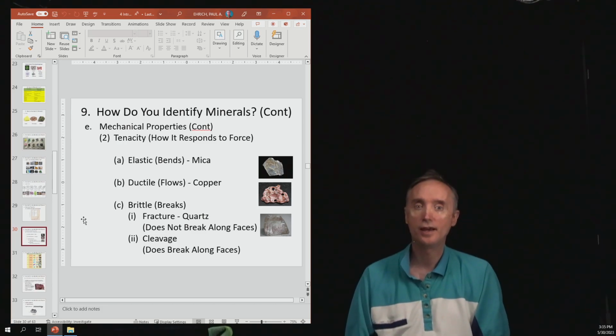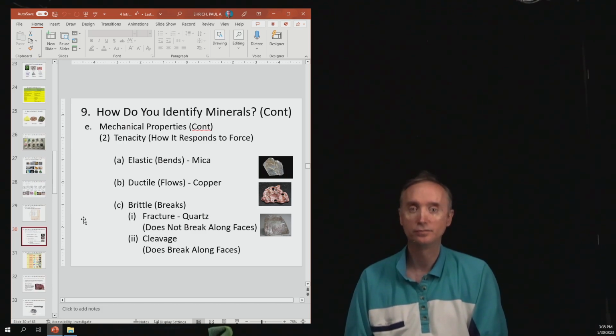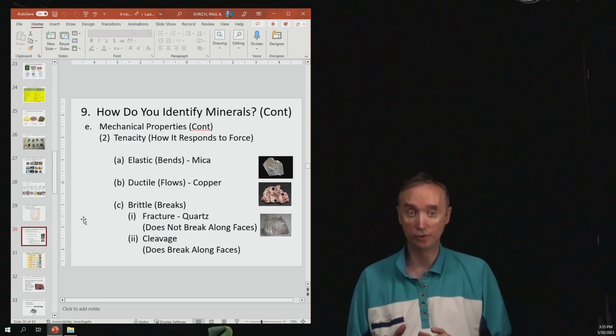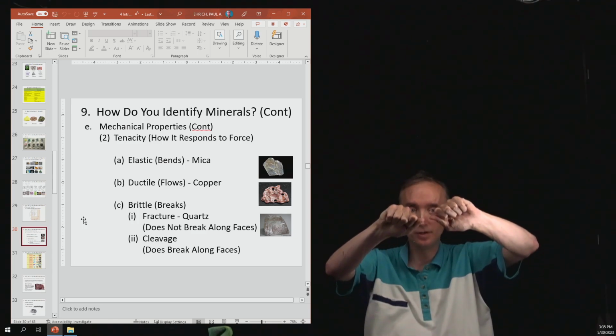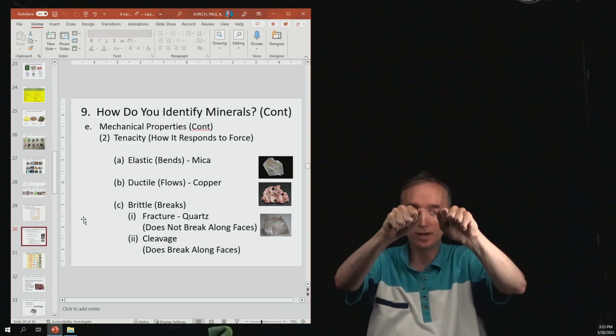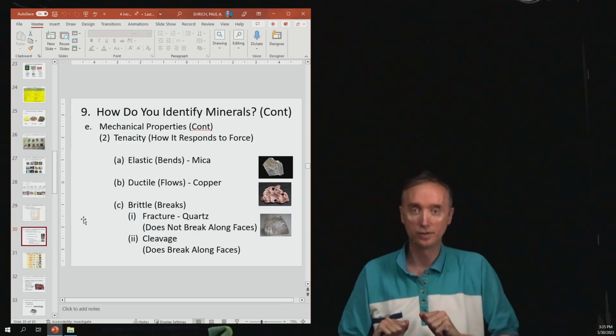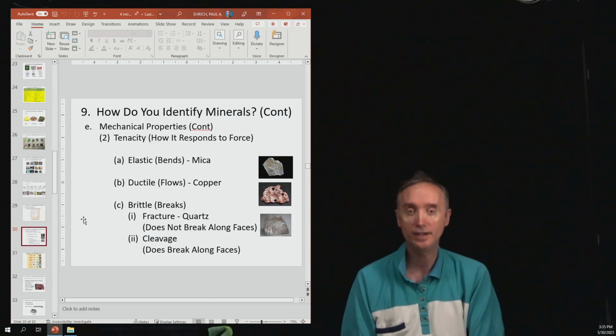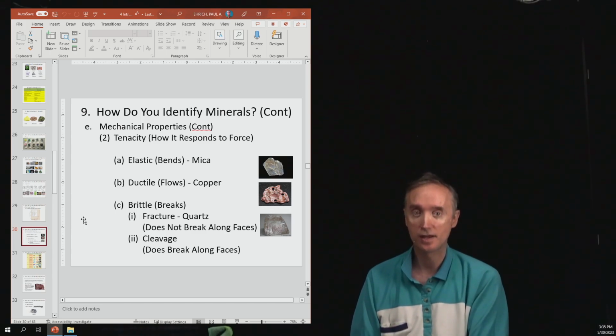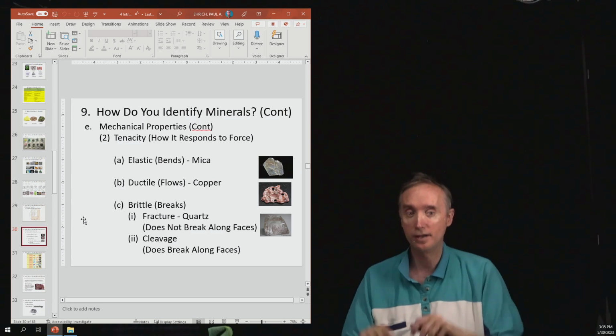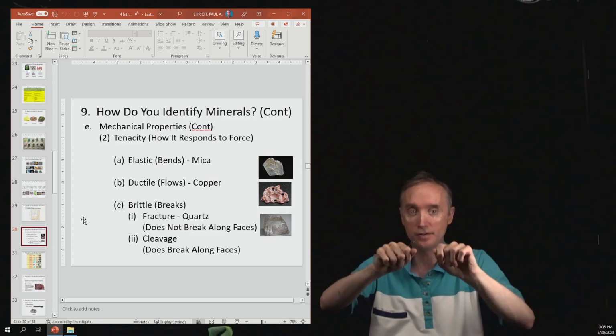Okay, then you have tenacity, which is how does the mineral respond when you apply a force to it. Remember, a force is a push or a pull. So if you take that mineral and you start to apply a force to it, what's it going to do? Well, it could behave elastically. An example of that's going to be mica. So mica was the one that bent real easy.